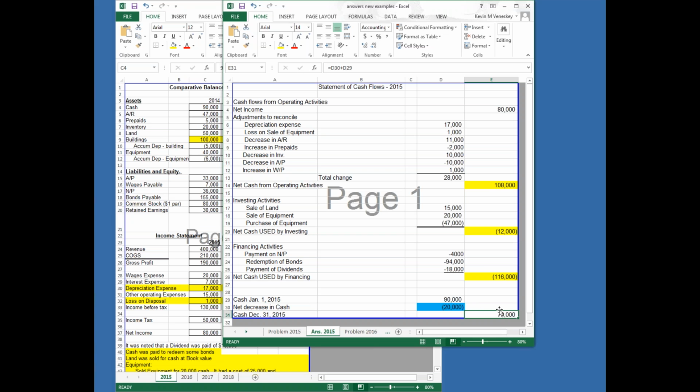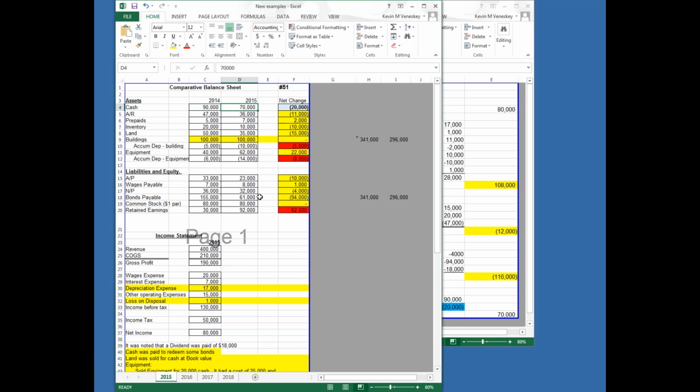This is our checkpoint. Does 70 match the 70 that's on the balance sheet for the end of the year? And does my net change match what I show when I add up my three numbers? And both of them do. So I'm pretty sure that I did this one correct.